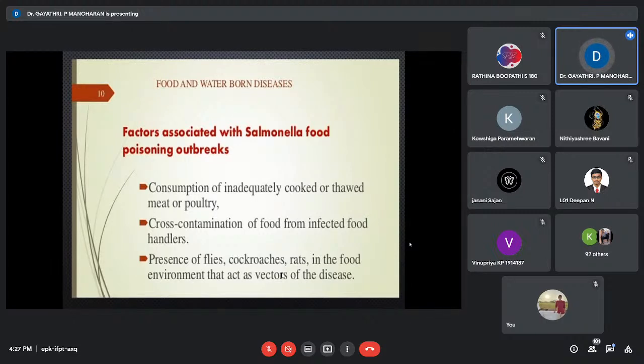These are all called antiseptic solutions or antiseptic properties. So these may destroy this type of foodborne pathogens in the food. Okay, cross contamination of food from infected food handlers, presence of fleas, cockroaches, rats in the food environment that act as vectors of the diseases. So if our kitchen is rich with cockroaches, we will be getting these types of infections very frequently.